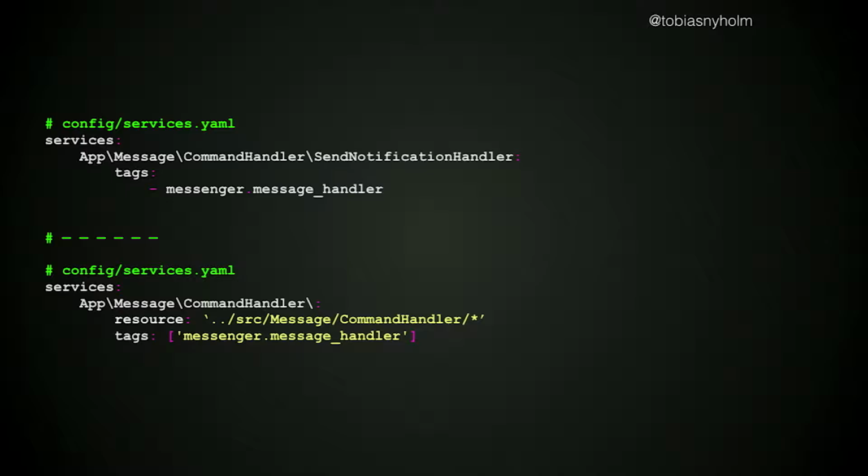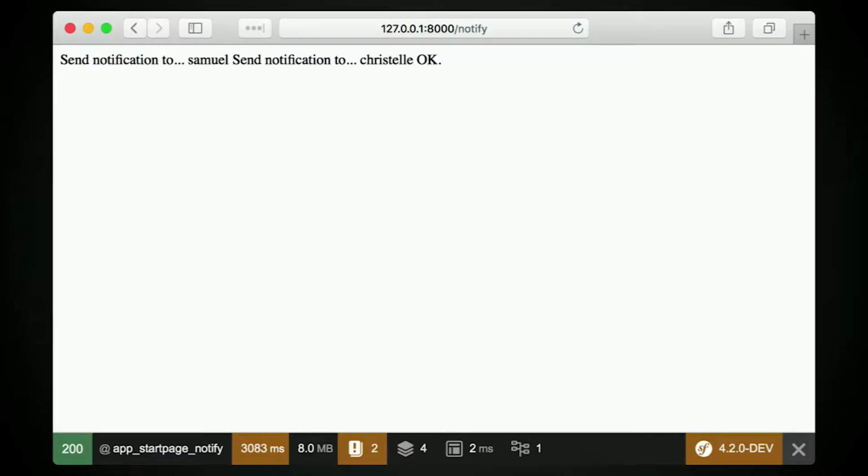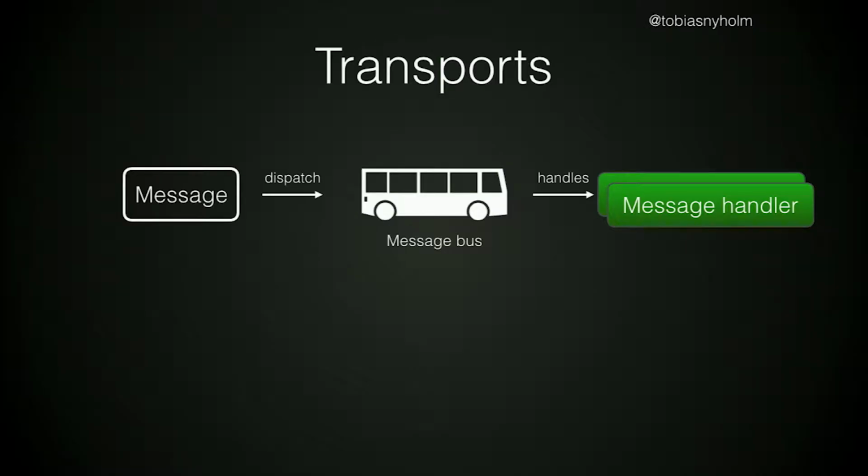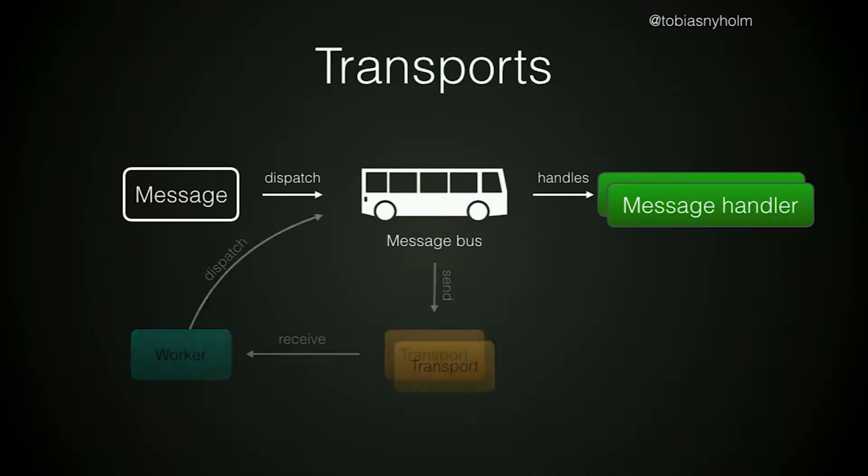So when I run my controller again, I get an output like this. It prints the message and says everything is okay. But what if the message takes a bit longer to send, or to consume? What if I want to do things asynchronously? Then I add something called a transport to do things asynchronously.